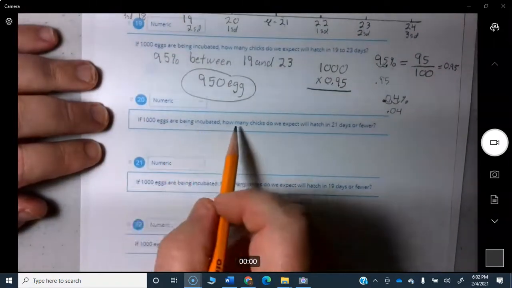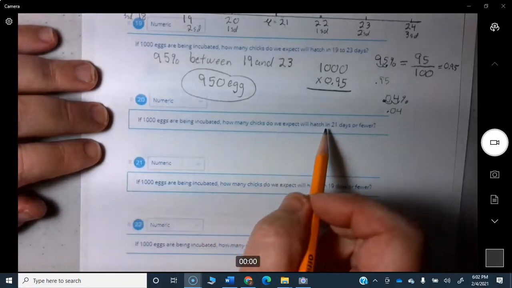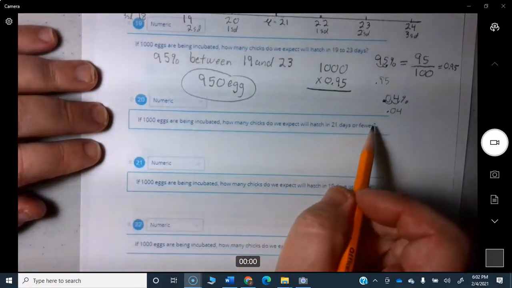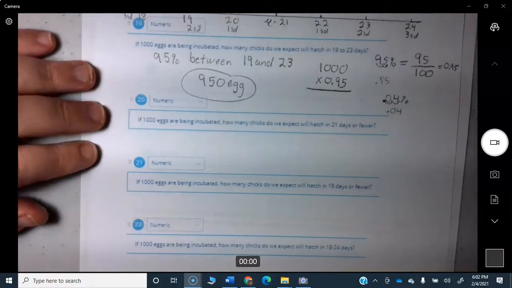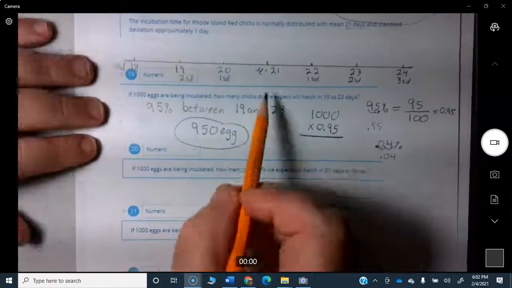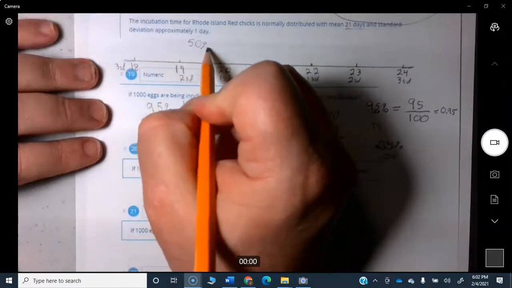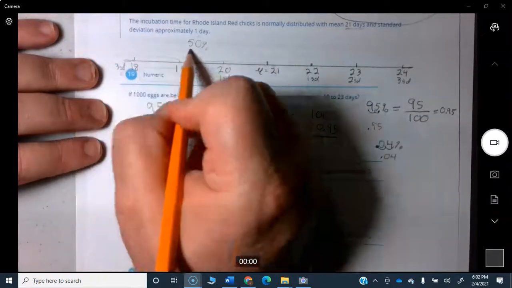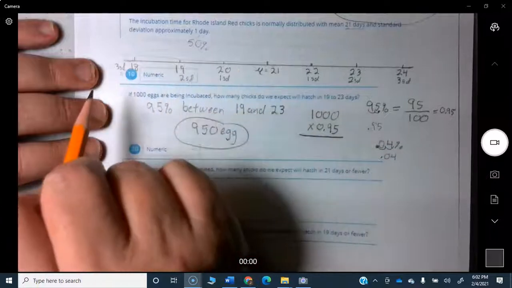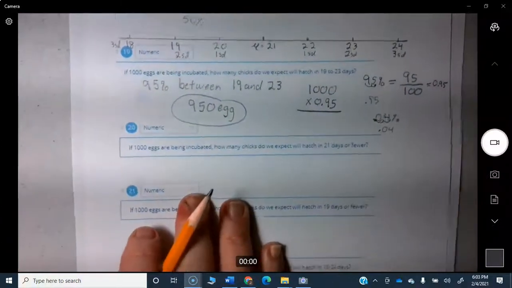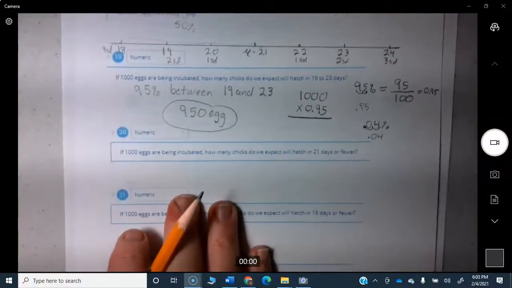1,000 eggs are being incubated. How many chicks do we expect to hatch in 21 days or fewer? Okay, so 21 days is the mean. That means that 50%, half of them, are going to be on the left side of the mean, right there, this whole area. So 50% are going to hatch in 21 days or fewer.